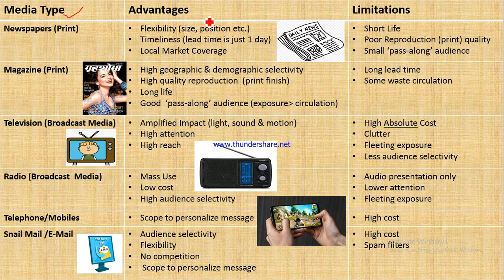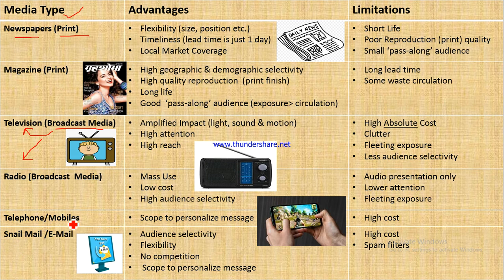Now if you look at the first media type, the print media, and within the print media we've got newspapers. So what have we done? We have categorized the print media into two: newspapers and magazines, right? Then we have got the broadcast media. Again, in broadcast media we have got television and we've also got radio. So that is another media type that we are going to discuss.